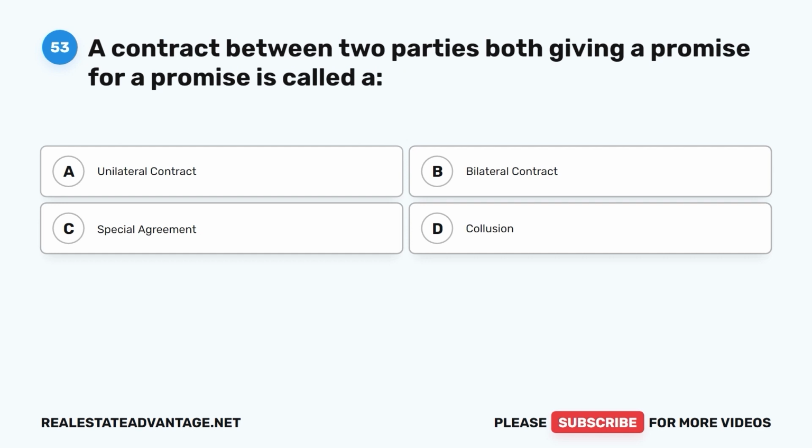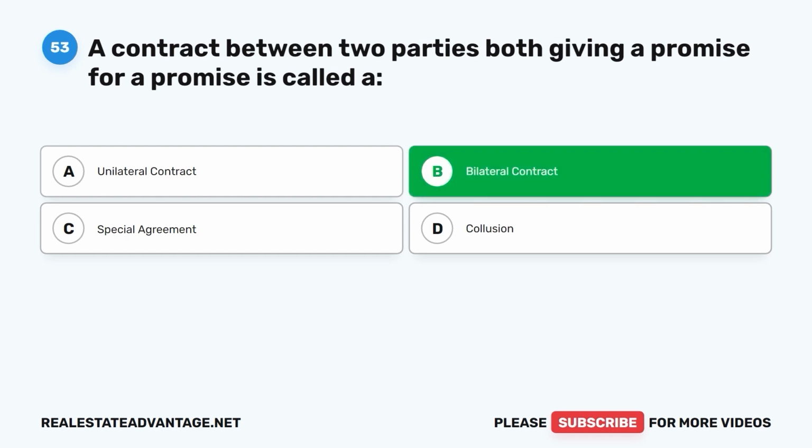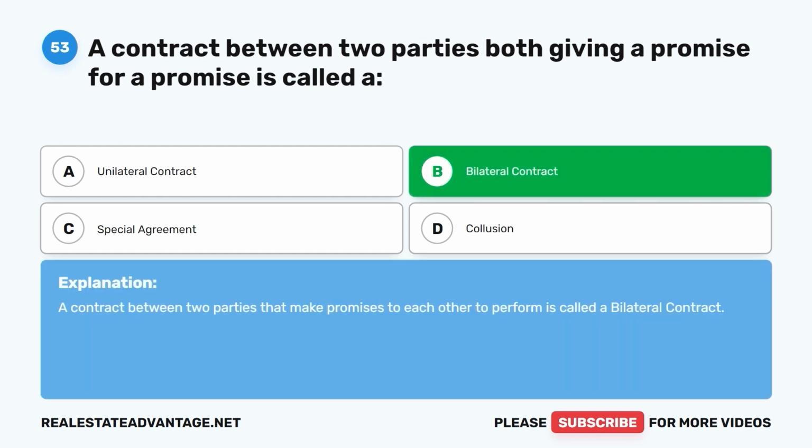Question 53. A contract between two parties both giving a promise for a promise is called A. unilateral contract, B. bilateral contract, C. special agreement, D. collusion. The correct answer is B, bilateral contract. A contract between two parties that make promises to each other to perform is called a bilateral contract.